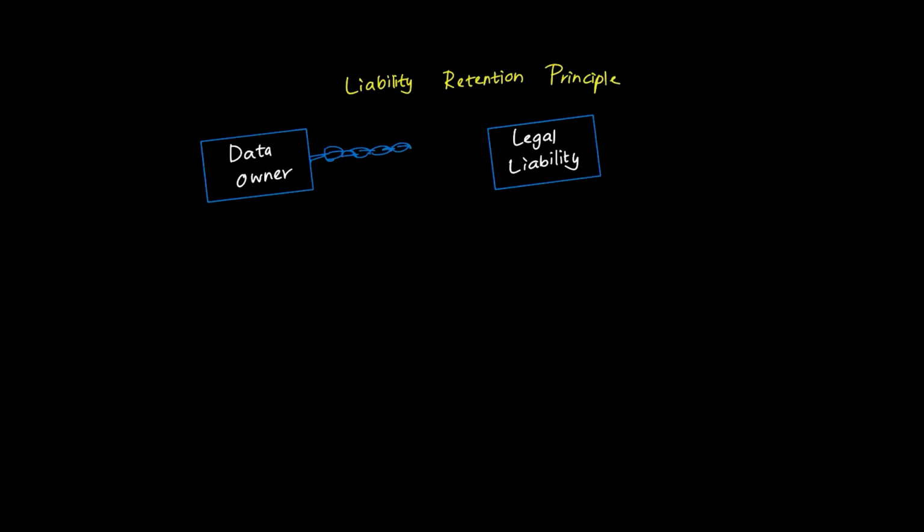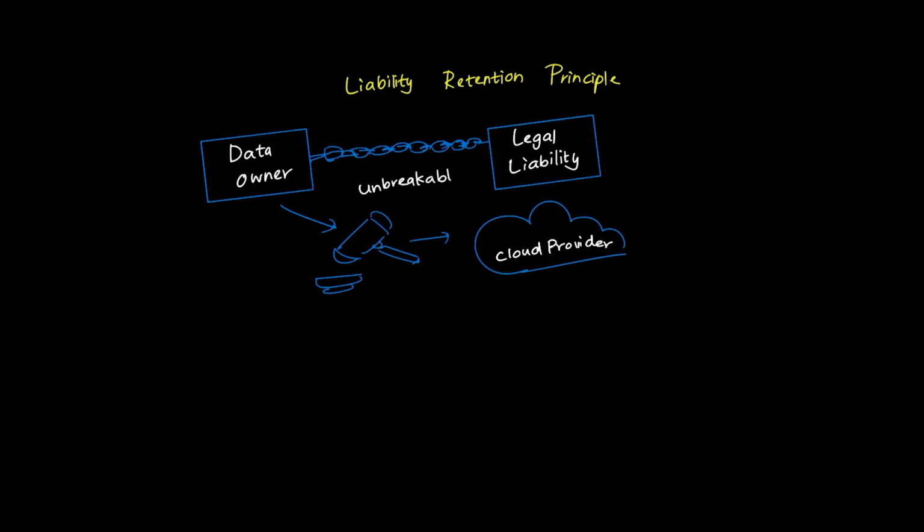Liability retention is a fundamental legal principle that many organizations misunderstand about cloud computing. Here's the unchangeable reality. You can outsource the work, but you can never outsource the accountability. When customer data is breached, regulators and courts don't sue the cloud provider. They come after the data owner because legal liability for data protection cannot be transferred through any contract or agreement.